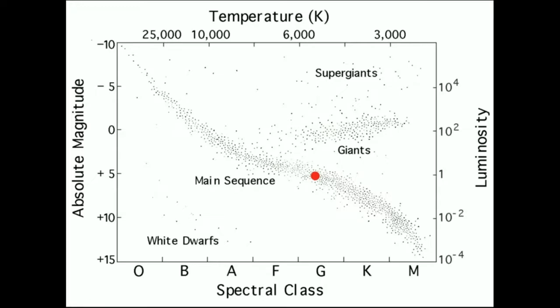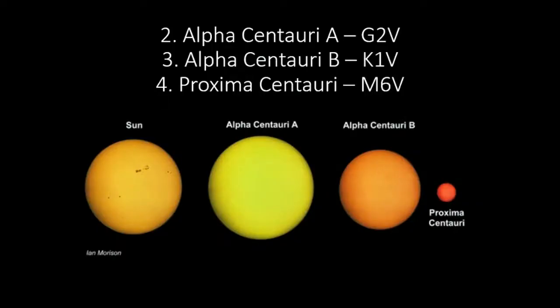All right. Now you have 3 stars here. So plot these all out separately. Number 2, number 3, and number 4. We have Alpha Centauri A, which is also a G2V star. Alpha Centauri B, which is a K1V star. And Proxima Centauri, which is an M6V star. And you can see the sizes and shapes of all that.